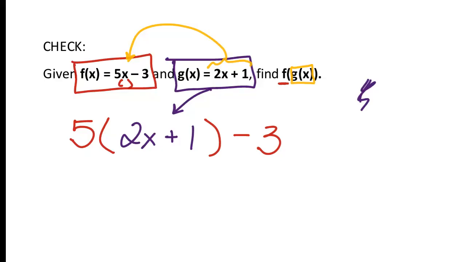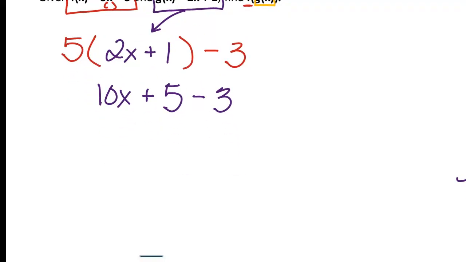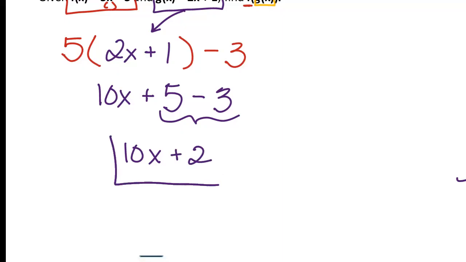And when I simplify, I get 5 times 2x, which is 10x, plus 5 times 1 is 5. And finally we have minus 3. When I look at this, I know I can combine those two terms, and I can get 10x plus 2. Anyone happen to have 10x plus 2 as their final answer? Good. That's not too bad, right? All right.